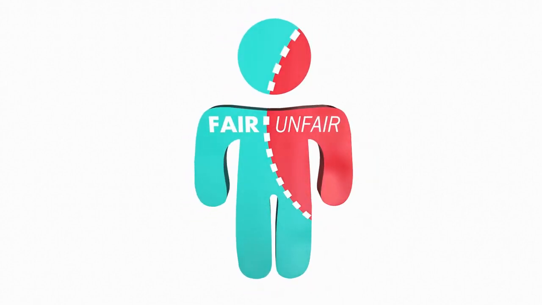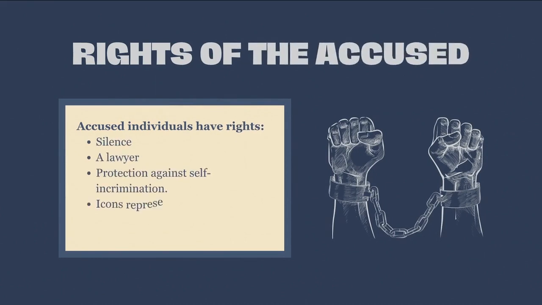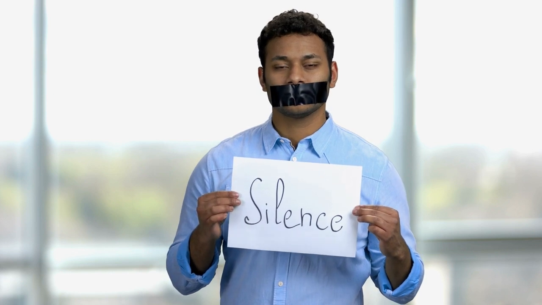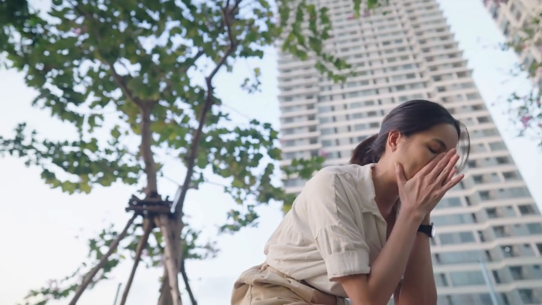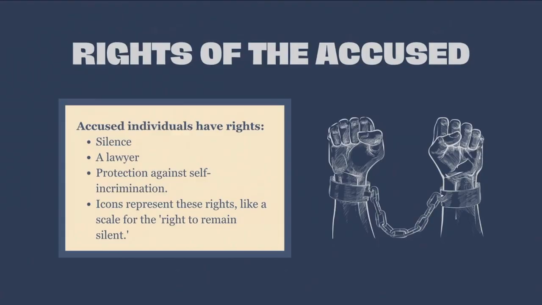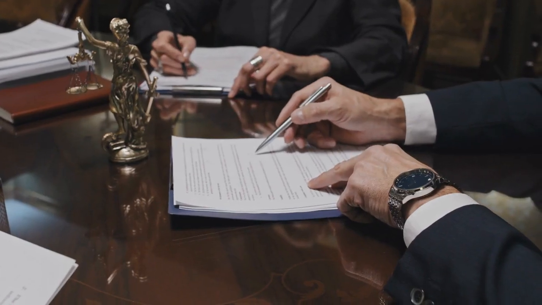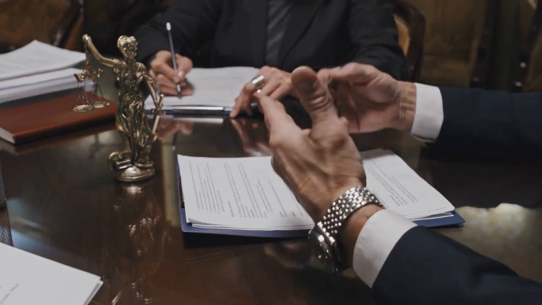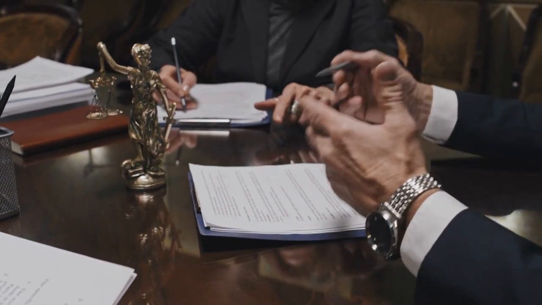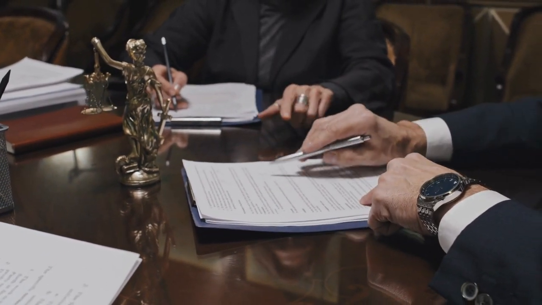In Canada, accused individuals are provided with a set of important rights designed to protect them during a trial. These include, but are not limited to, the right to remain silent, ensuring that individuals cannot be pressured to incriminate themselves. They also have the right to legal representation, meaning they can have a lawyer to advocate on their behalf. And they are protected against self-incrimination, meaning that they are not obliged to testify against themselves.